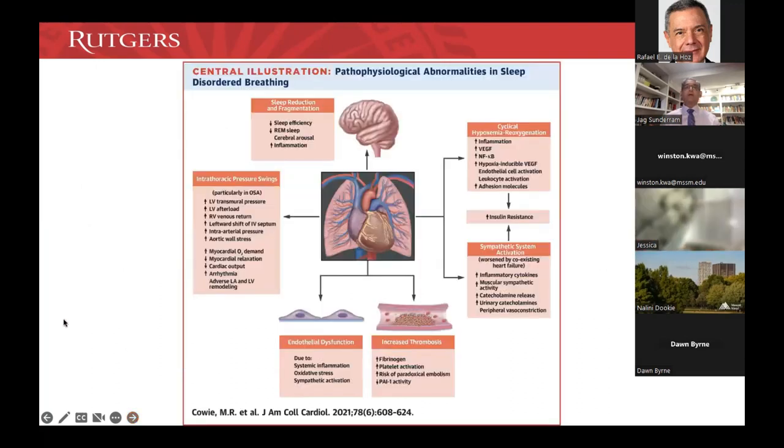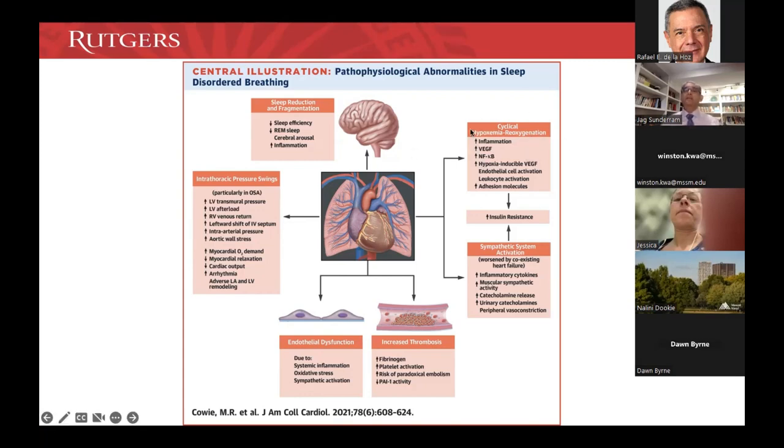to flow through. Now, this is a pictogram of the pathophysiological consequences of what happens when you have an obstructive event, essentially disruption of sleep and hypoxia. So there's both sleep reduction and fragmentation, which leads to reduced sleep efficiency. The amount of REM sleep is often reduced. There are these arousals, micro arousals, so to speak, to keep the airway open, which results oftentimes in inflammation. And there's a lot of data that shows that.